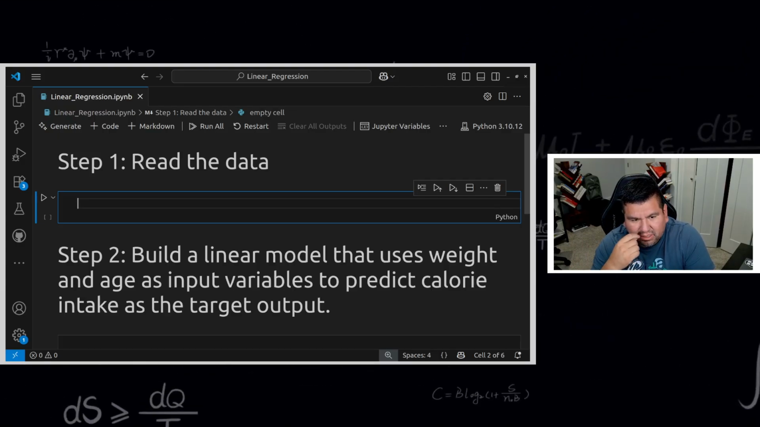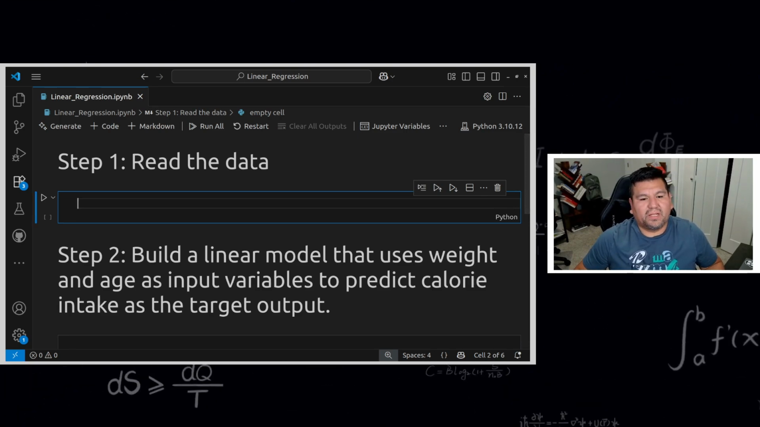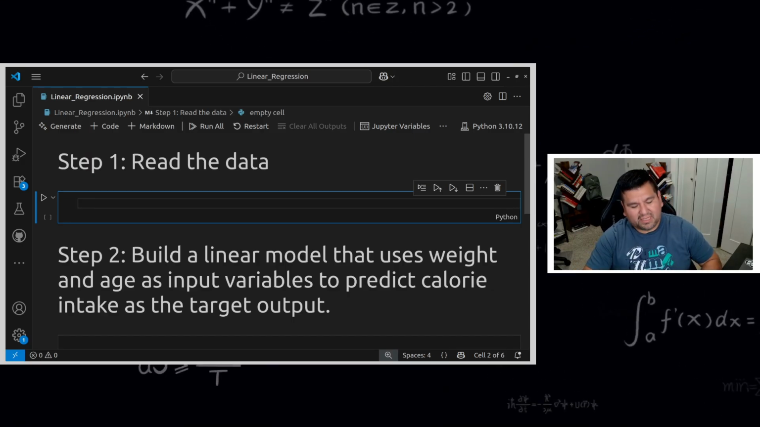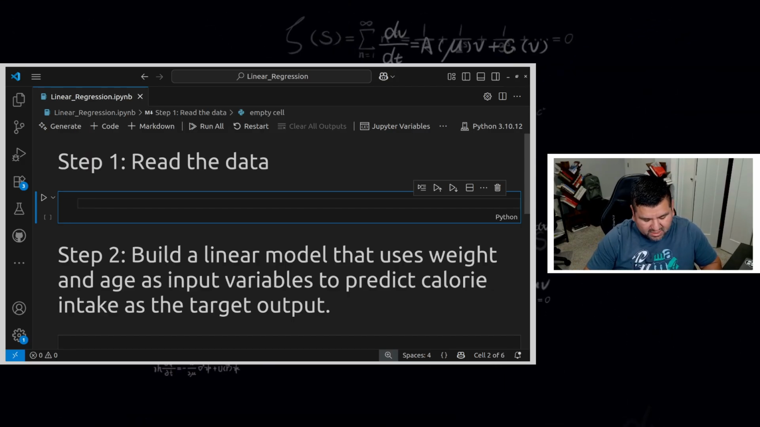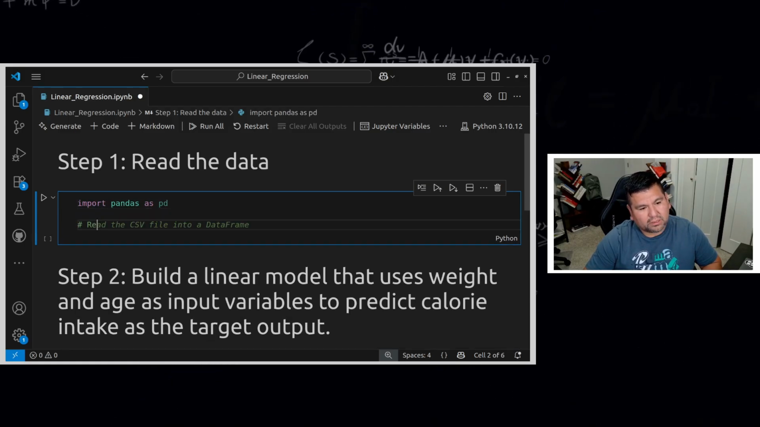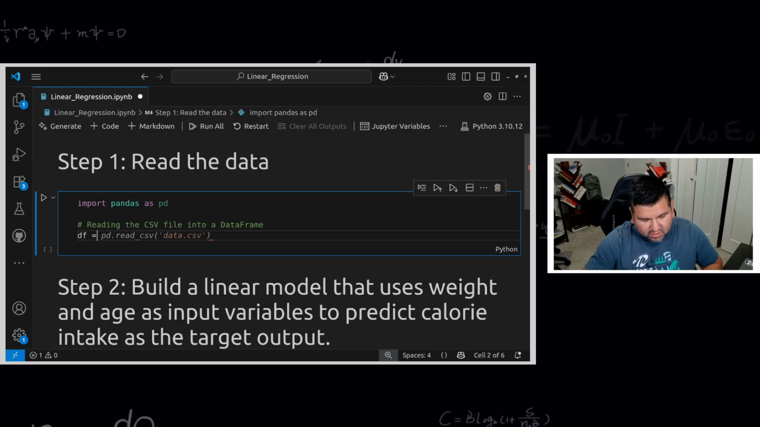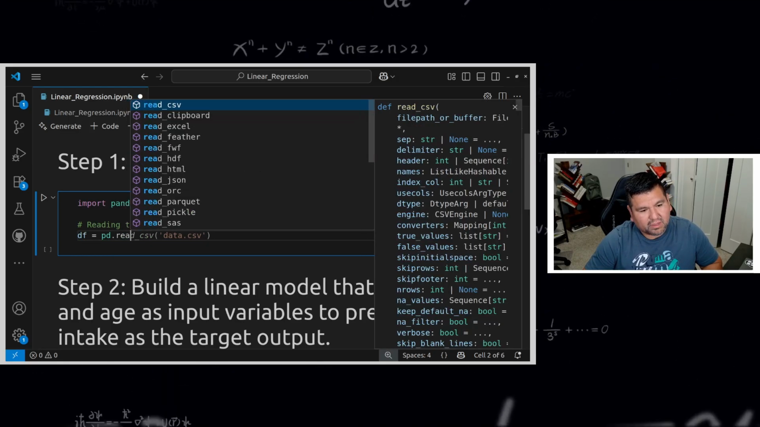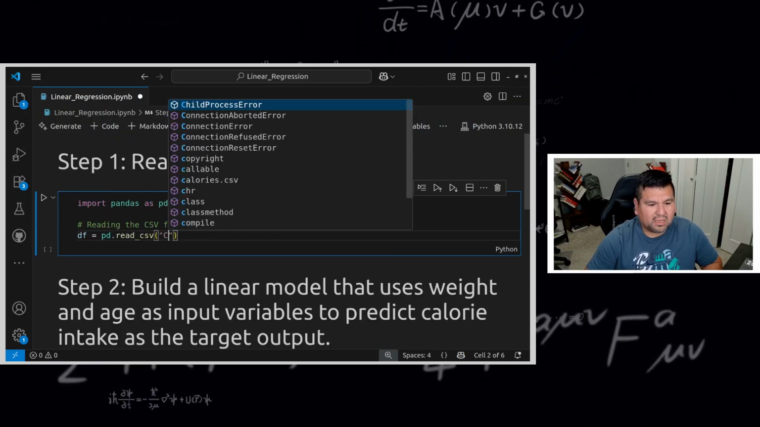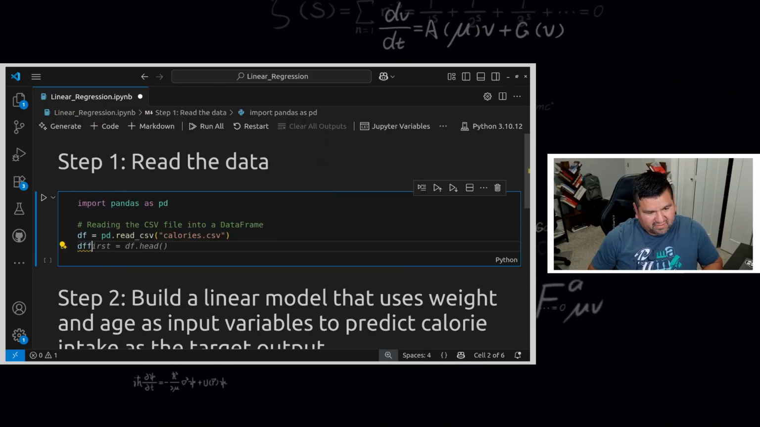Okay, so we're going to use that data file to build a linear regression model. First we're going to start by importing the data. For that, we're going to use pandas. So import pandas as pd. Then reading the CSV file. I'm going to call it df equals pd.read_csv, and then I think it's calories. Yes. So df, let's print the head.